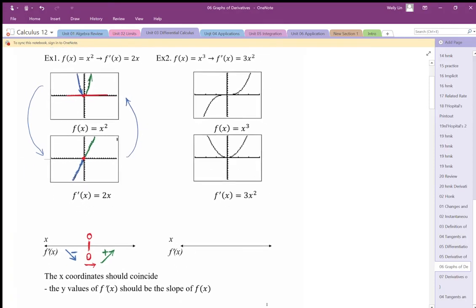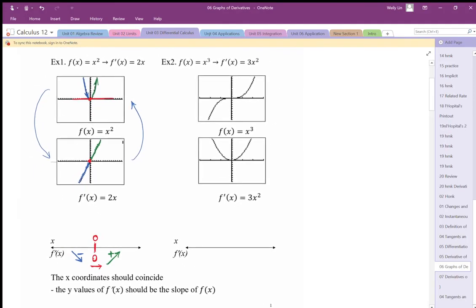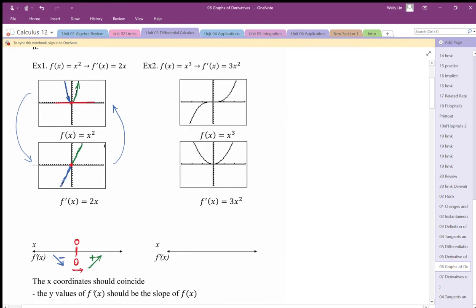So let's take a look at the cubic function. So there's my cubic function. Again, I'm going to look for the same things. On this cubic function, I'm going to look to see where I have a horizontal tangent. My horizontal tangent is right there. Okay, that means that my slope is 0 at that point. So I should have a 0 value for slope.